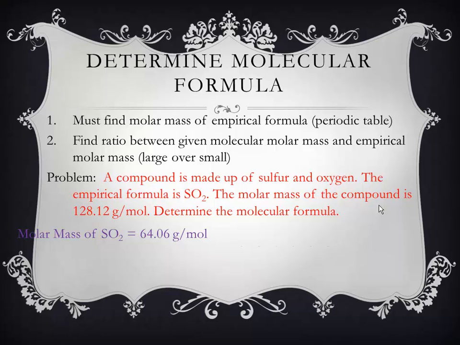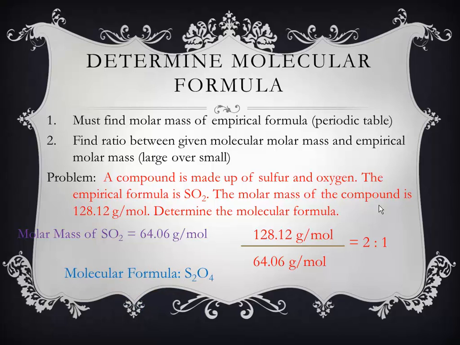Now you just do the ratio of large over small. It's always going to be molecular over empirical. So 128 over 64. Simple math gives you 2 to 1. So that means the molecular is twice as much as the empirical. So everything has to get doubled. So the molecular formula would be 2 sulfurs, 4 oxygens, or S2O4.